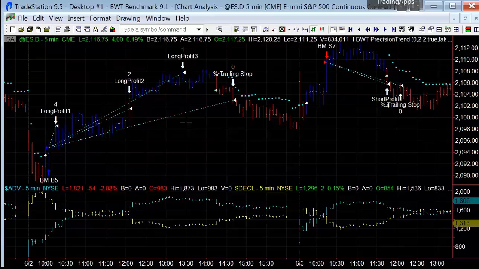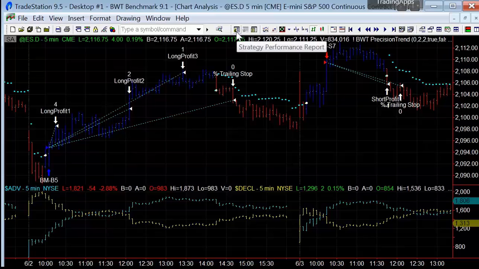In the 5 contract default setup, we're scaling out of the position at 3.75 points, 5 points, and then 13 points on the third contract, and then the remaining contracts have a profit target of 80 ticks. No, 160 ticks, $2,000 per one contract. So it is possible for this to catch the biggest days. The system also has trailing stops.